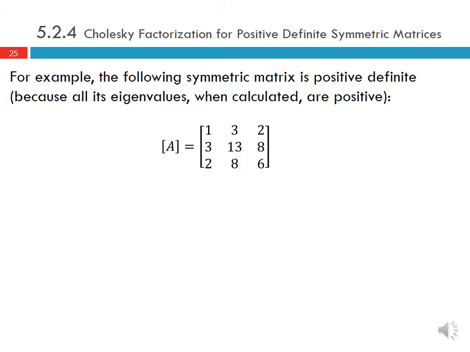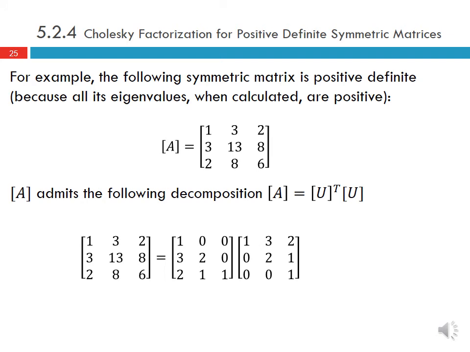So for example, the following symmetric matrix is positive definite because all of its eigenvalues, when we calculate them, are positive. A admits the following decomposition, which we can write as U transpose U. So we have A, and we can write it as this decomposition of U transpose, which is a lower triangular matrix, and U, which is an upper triangular matrix. And you can see that this one is just the transpose of this one.